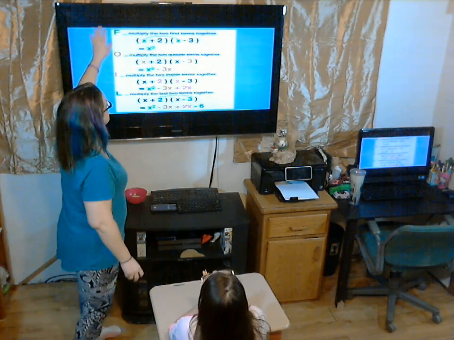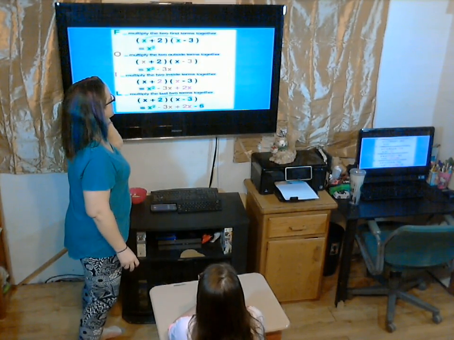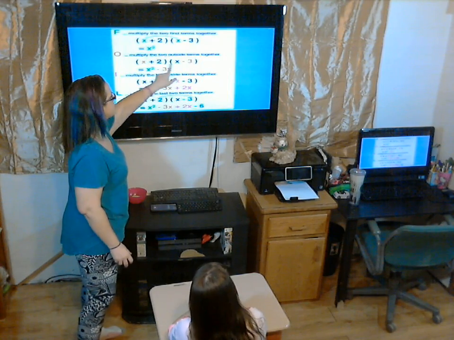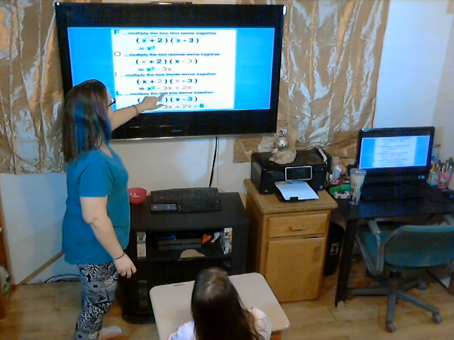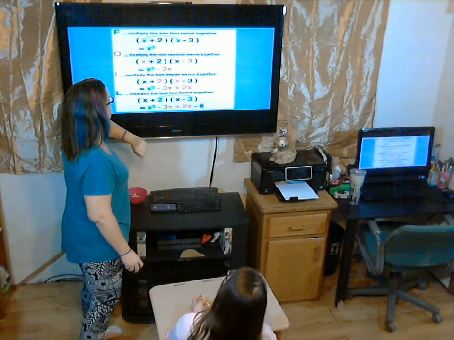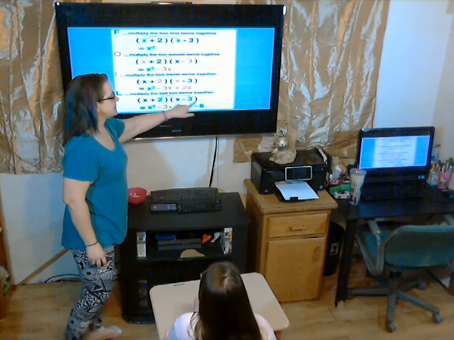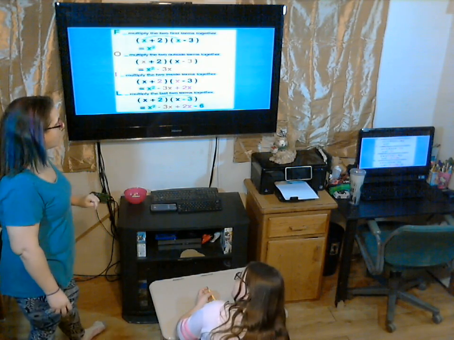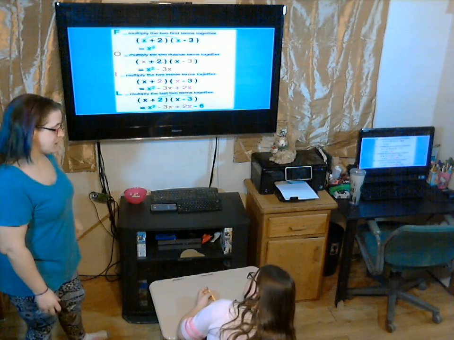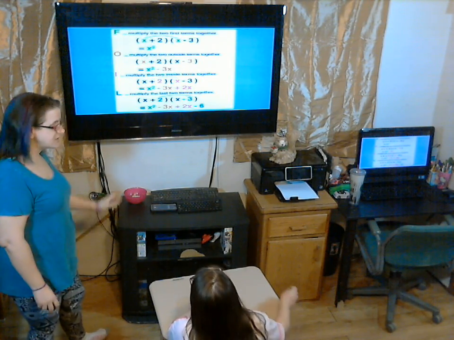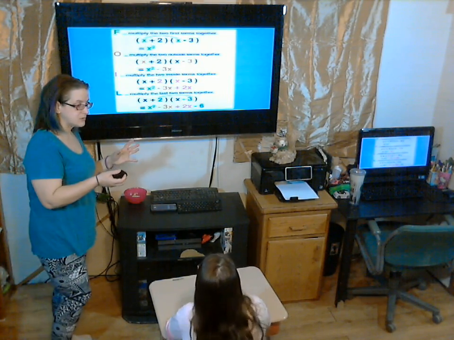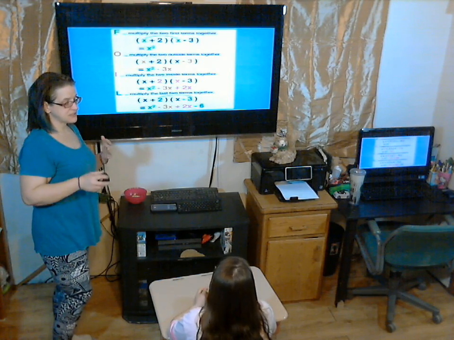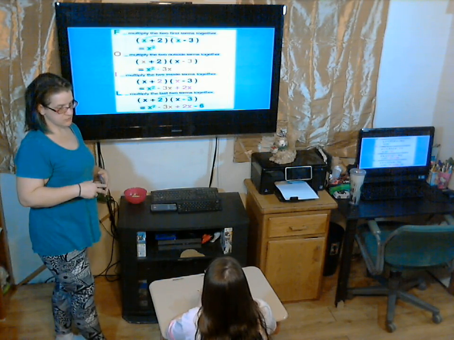So see, these are all our steps we did. We got our x squared. We got our negative 3x from the outside terms. We got our 2x from our inside terms. And our negative 6 from our two last terms. Now, we can even make that problem a little bit smaller. We can simplify it even a little bit more. We have to put together like terms.